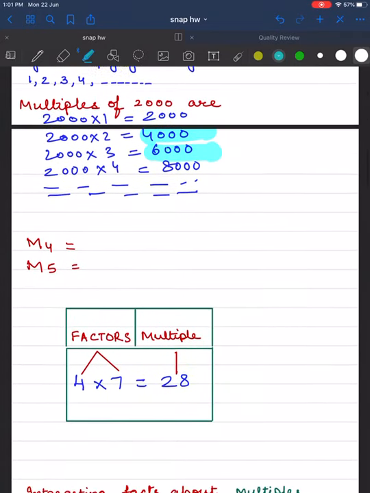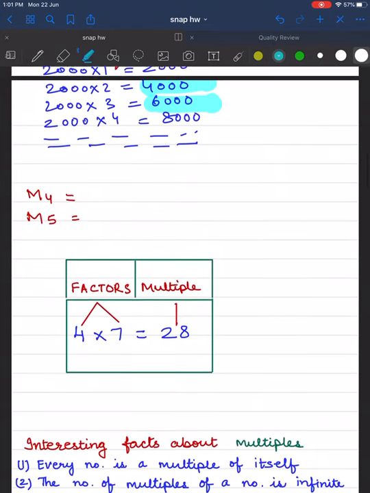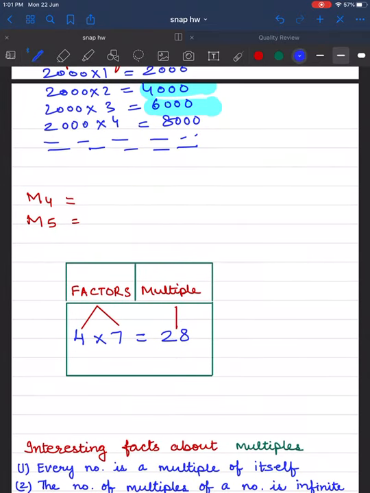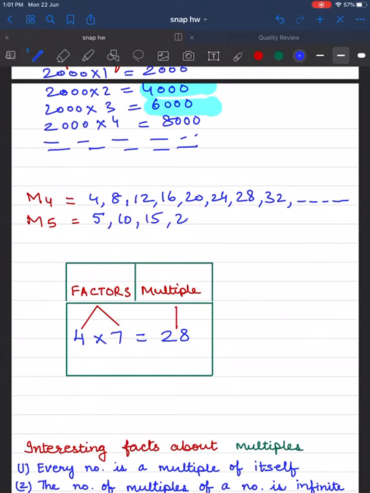Now let's write multiples of 4. Writing multiples of 4 is like writing the multiplication table of 4. So here we have 4, 8, 12, 16, 20, 24, 28, 32 and so on. Now let's write multiples of 5. So let's write the multiplication table of 5. So it is 5, 10, 15, 20, 25, 30, 35 and so on.